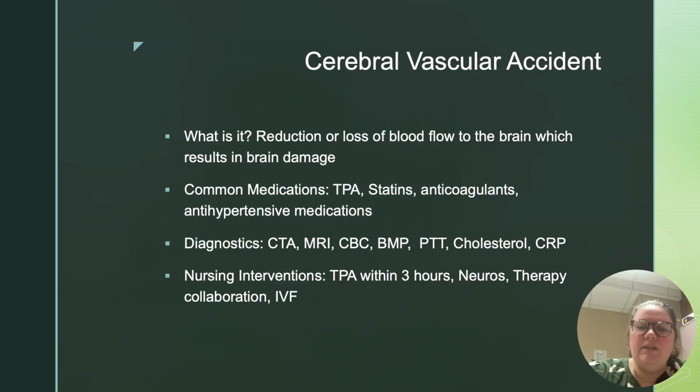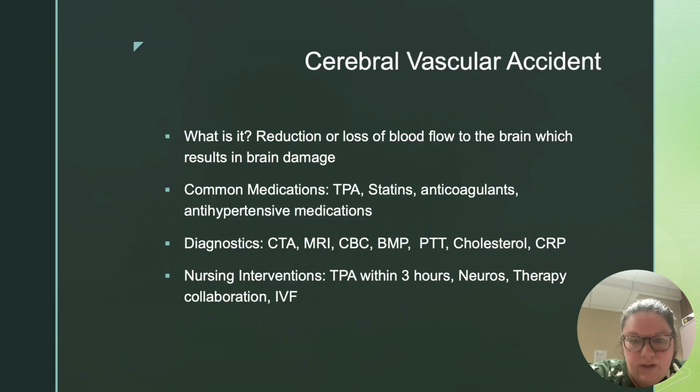Diagnostics, you'll see that they'll have a CTA, an MRI, we'll draw blood work, so like CBC, CMP, APTT, lipid panel, and inflammatory marker CRP. Nursing intervention, so TPA has to be initiated within 3 hours. Again, that's only if it's a thrombolytic stroke.